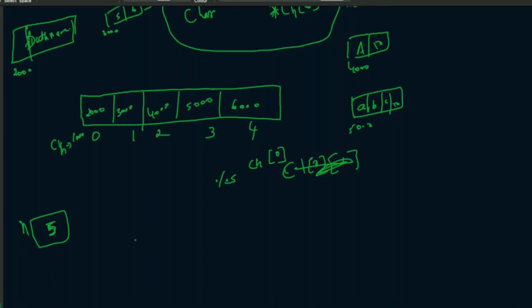Got it? So I hope you are clear with main. Why this int n? Int n is holding how many arguments you have passed. If you're passing 3 arguments, it is storing 3. If you're passing nothing, it is just storing 1, because there is actually one argument. So what is this one?